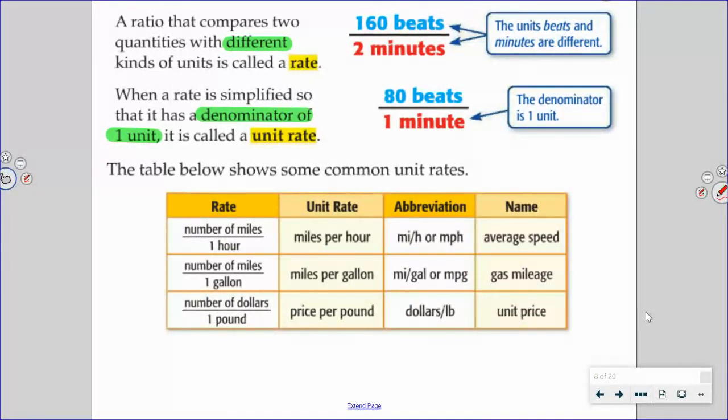Nobody goes to a car dealership and says, listen, this car can get 732 miles on 15 gallons of gas. No, what they're going to say is, this car gets about 37.5 miles for every gallon that you put in. And that makes it much easier to compare when you go shopping for cars, which has the better miles per gallon. Dollars per pound is something we often see when going shopping.